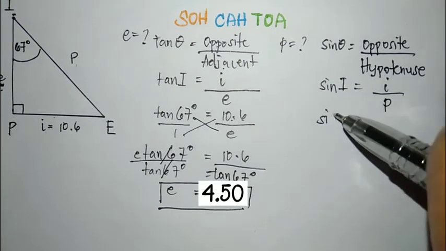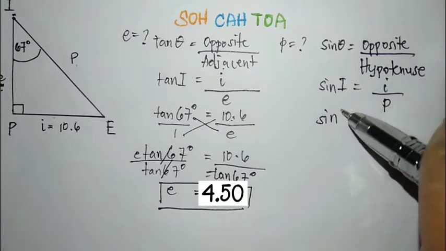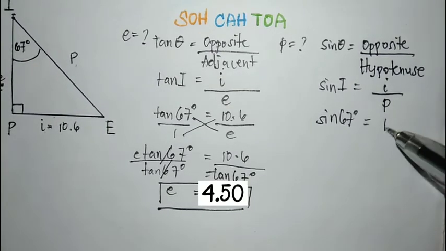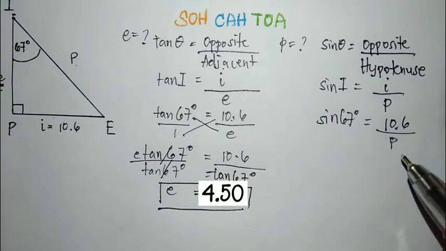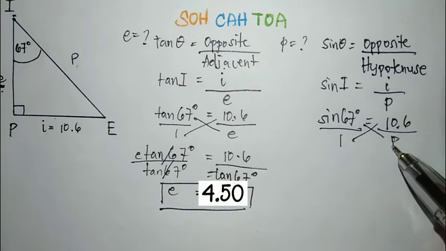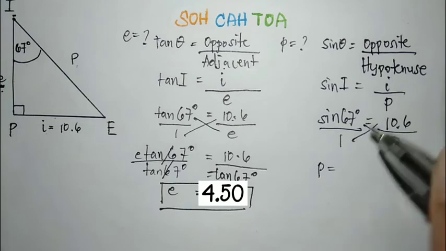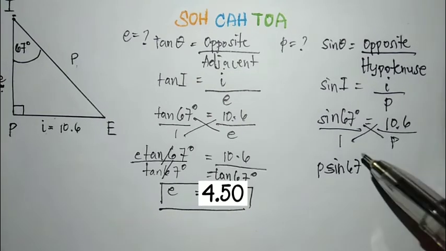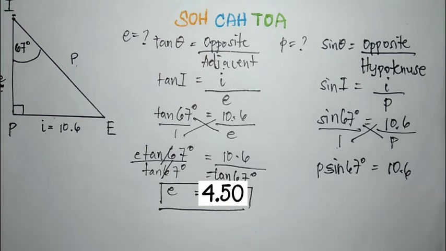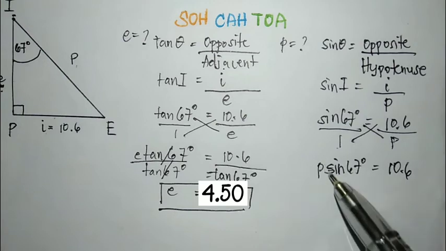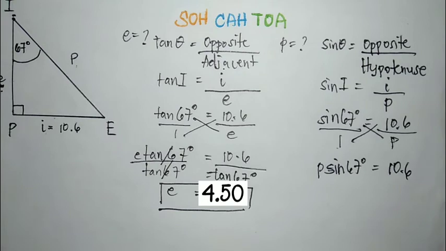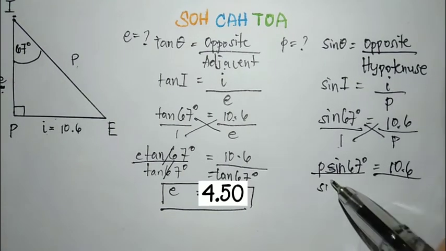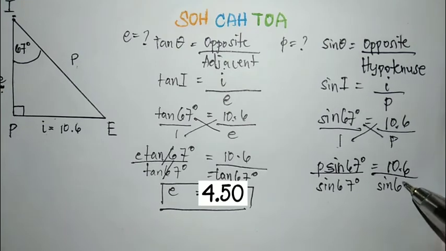And then, we have sin 67 degree equal to 10.6, yung value ni I, over P. Then, right after that, cross multiply. So, P times sin 67 is equal to P sin 67 degree. And then, 1 times 10.6 is 10.6. And then, of course, kagaya ulit ng kanina, dahil nga kailangan nating mahanap ay si P lang, and may kasama siyang sin 67 degrees, so what are we going to do is to eliminate by dividing both sides by sin 67 degree. Kasi siya yung i-eliminate natin.